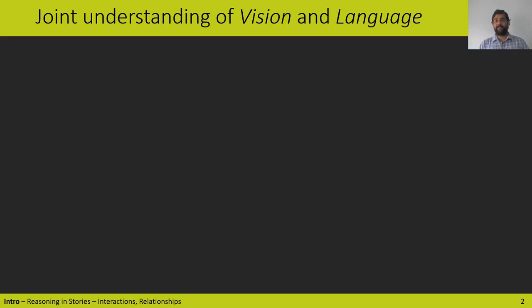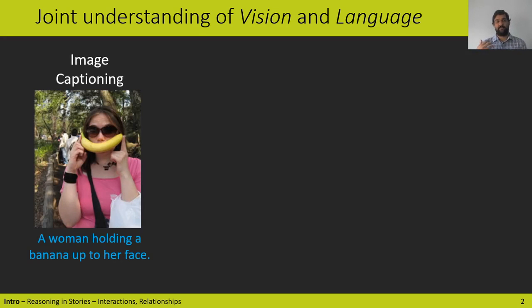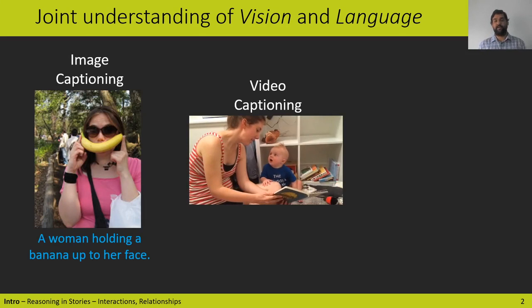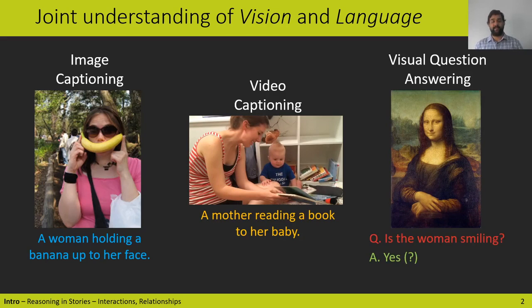We are seeing great successes in recent years in computer vision through deep convolutional neural networks and natural language processing using transformer-based models such as BERT or GPT. Joint understanding of vision and language has also gained a lot of momentum through tasks such as image captioning, where the idea is to describe the content of an image using a short sentence, or video captioning, where given a short video clip, the machine is asked to predict or describe the content, or even visual question answering, where given a question about the content of an image, the machine is trained and learns to answer this question.